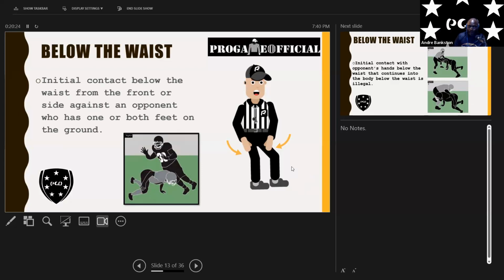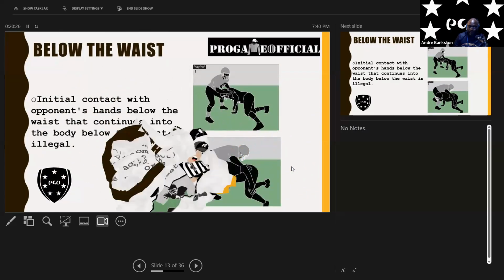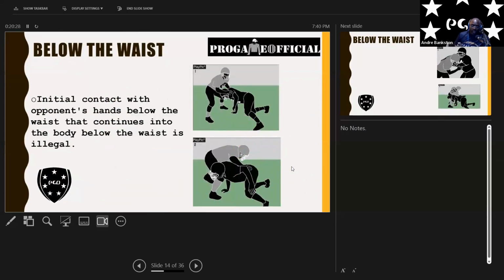So it really doesn't matter. Let's say I'm going low and the opponent puts his hands out and it hits my hands and follows through to my hands and hits me below the waist. That's still considered blocking below the waist.